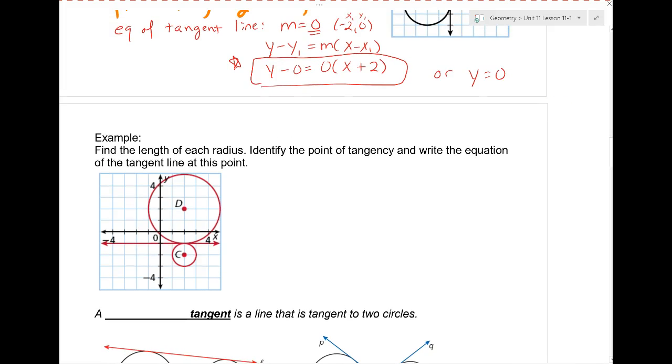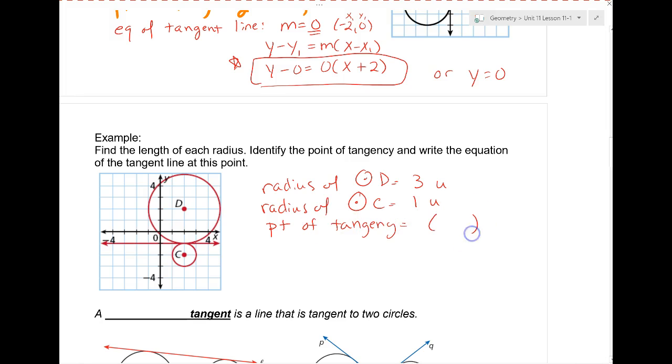All right, let's do another one. Guys, what's the radius of circle D? Yeah, that's just 1, 2, 3, right? So the radius is 3. I want to get the radius of circle C. Guys, what's that radius? Yeah, that's just 1. So that'd be 1 unit. Do I have everyone with me so far? Because I'm going fairly fast. Okay. Next page. All right. So what do you got here? Point of tangency. What's my ordered pair for this?